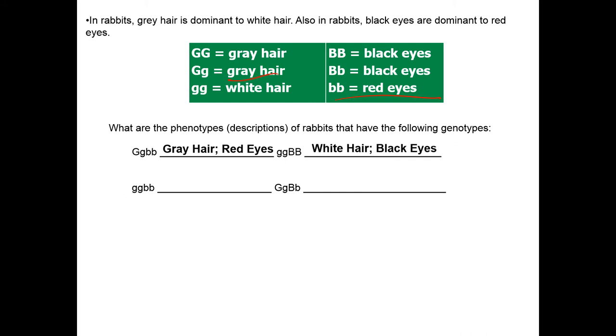Little g, big B, big B. Little g is for white hair, big B is for black eyes. Homozygous recessive for both: white hair, red eyes. Heterozygous for both: gray hair, black eyes.